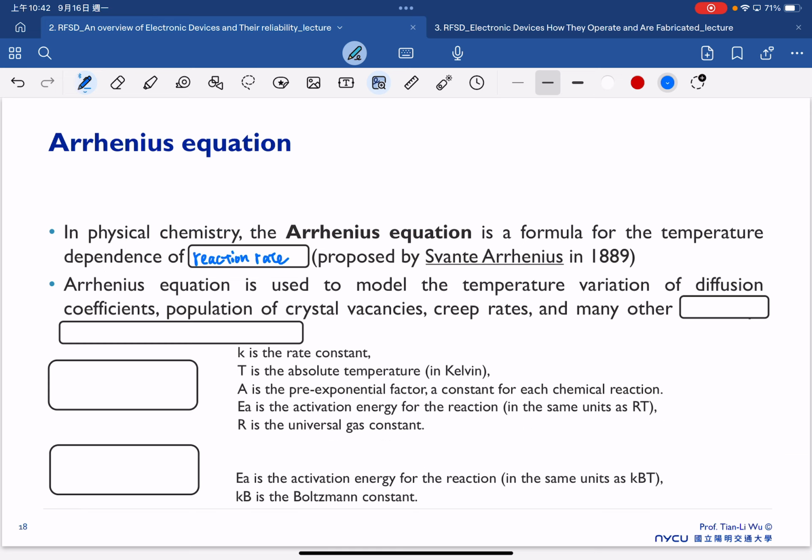So that was proposed in the early days, around 1889. So we already know there's an equation, which we call the Arrhenius equation, that tries to describe the temperature dependency of the reaction rate here. But reaction rate is not a term we often use in semiconductors. We do have one term that has exactly the same meaning as a reaction rate, but in our case, we call it the failure rate.